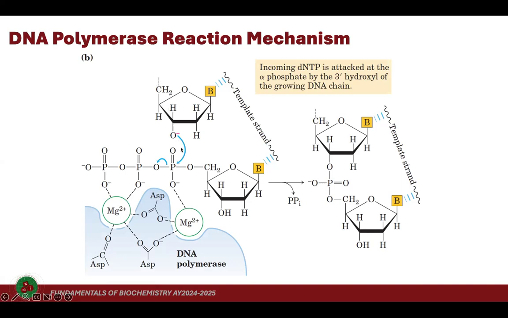And with this, it becomes more nucleophilic and can now attack more efficiently the gamma phosphate. Okay, so alpha is the phosphate farthest from the sugar ring. So this is the alpha phosphate, beta, gamma. So it attacks the gamma phosphate, and then you release the diphosphate, which is also called pyrophosphate, and you now have a new nucleotide attached to the growing DNA strand.